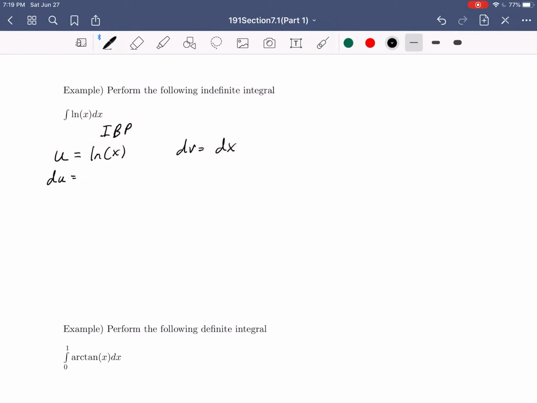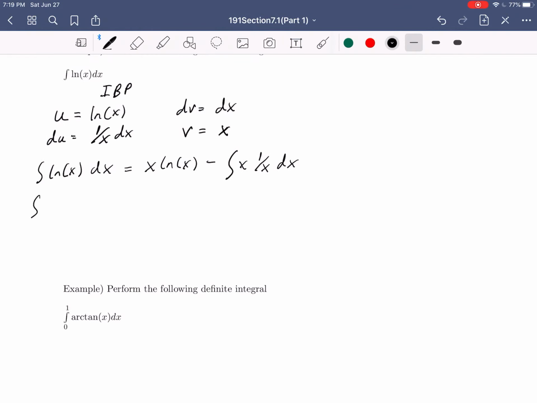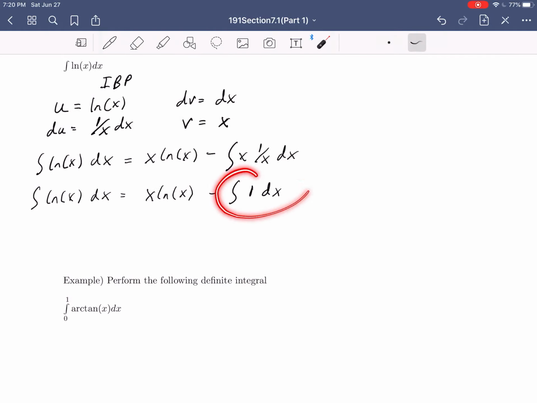So differentiating, we're going to get 1 over x dx here. And integrating this, we're going to get x. So we can then say that the integral of ln x dx, well, it's going to be that uv. So we get x ln x minus the integral of that v du. So x times 1 over x dx. We can simplify, and we get the integral ln x dx is x ln x minus the integral of 1 dx. And that is a nice simple integral to do.